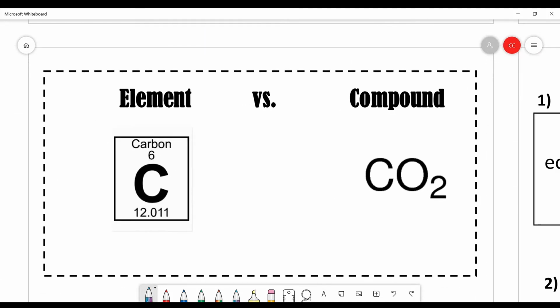An element versus a compound. An element is only one abbreviation off of the periodic table. A compound is 2 different elements combined, 2 or more different elements combined.